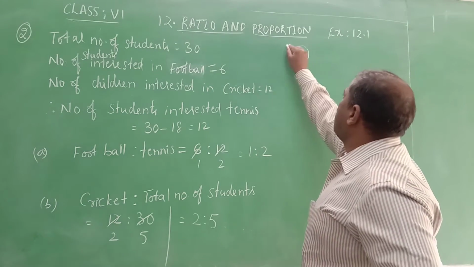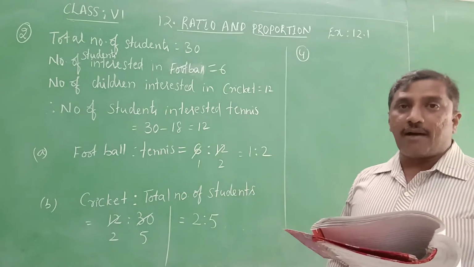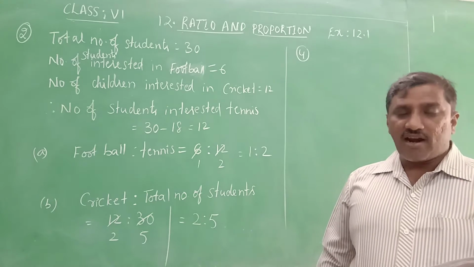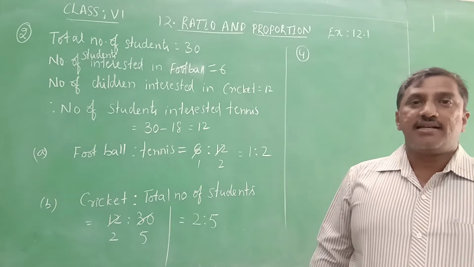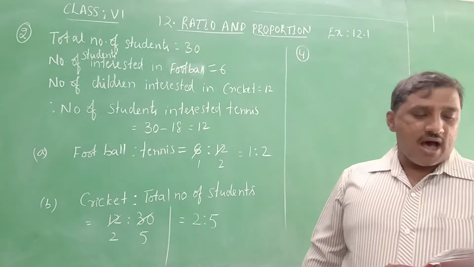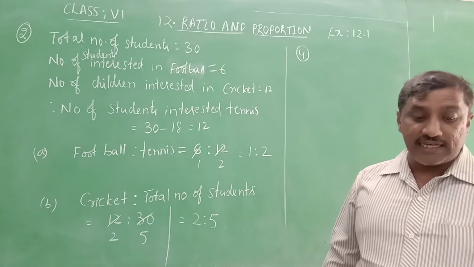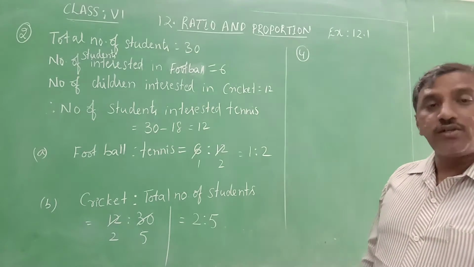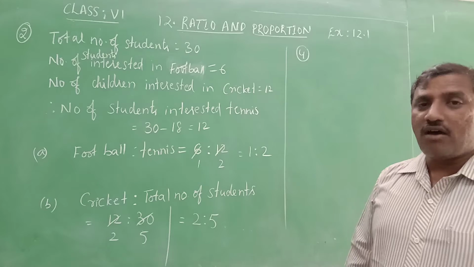Similarly, we have one more question. This is the fourth question. The distances travelled by Hamid and Akhtar in an hour are 9 kilometers and 12 kilometers. Distance travelled by Hamid is 9 kilometers, and by Akhtar it is 12 kilometers in 1 hour. Find the ratio of the speed of Hamid to the speed of Akhtar.